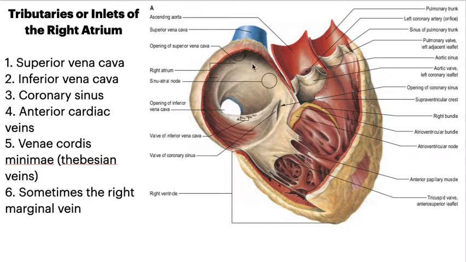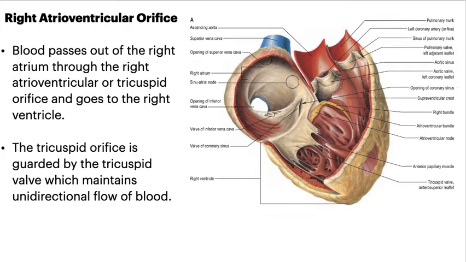Now, tributaries or inlets of the right atrium: we have the opening of the superior vena cava, inferior vena cava. This is a cut section showing the right atrium. The opening for the coronary sinus, the anterior cardiac veins, the venae cordis minimi or the Thebesian veins, and sometimes the right marginal vein, all open up into the right atrium.